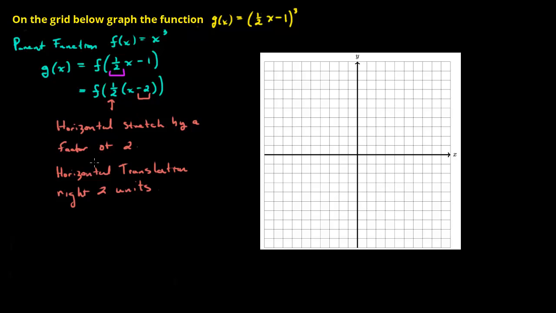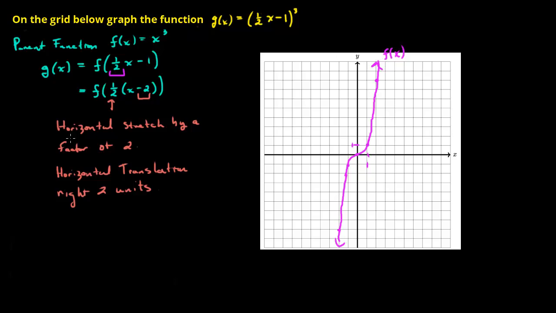So these are the transformations I have to apply to the parent function. Let's first graph the parent function and see what it looks like. My parent function is f of x, which is equal to x cubed. It has key points (0, 0), (1, 1), (2, 8), which is right here. We also have points (-1, -1) and (-2, -8). So now I can sketch a curve through these points. So this is f of x.